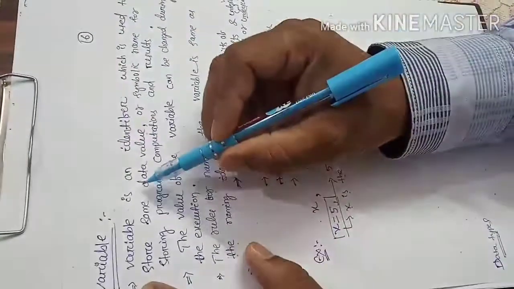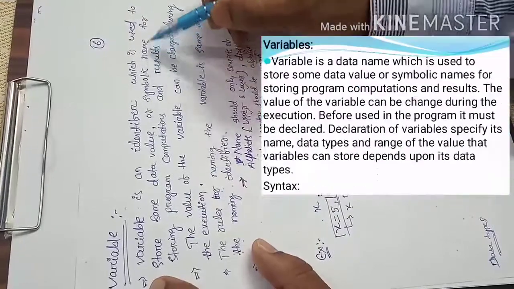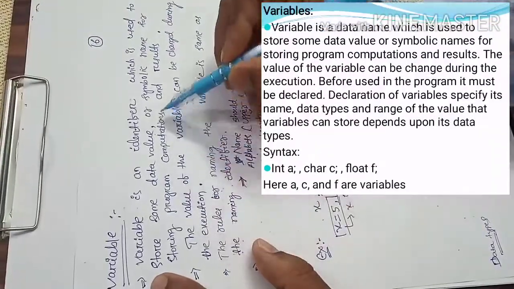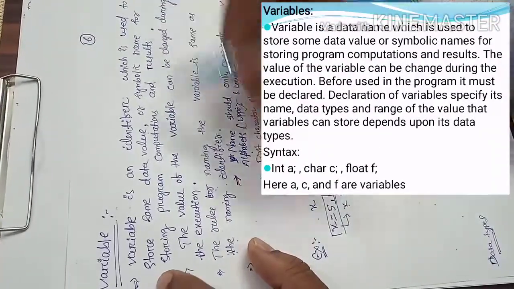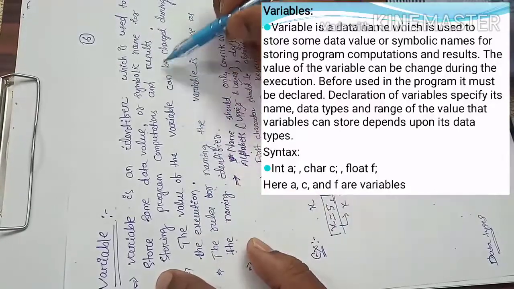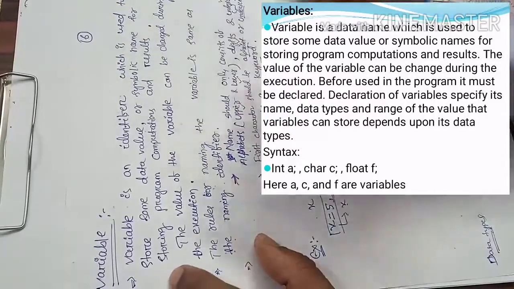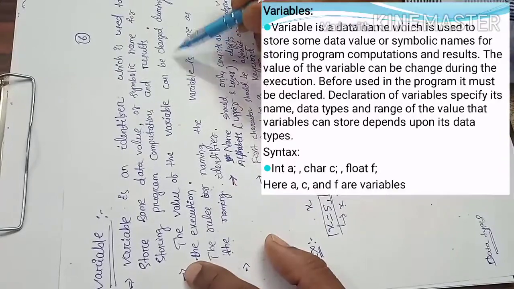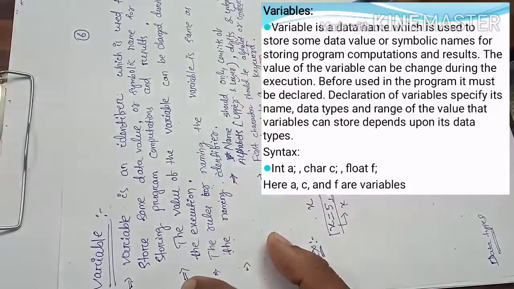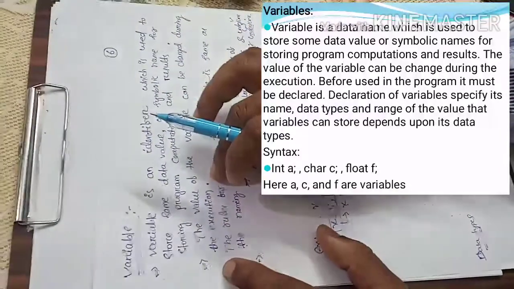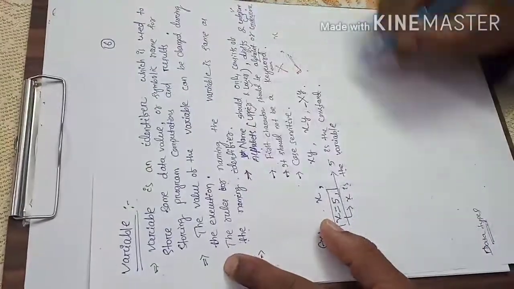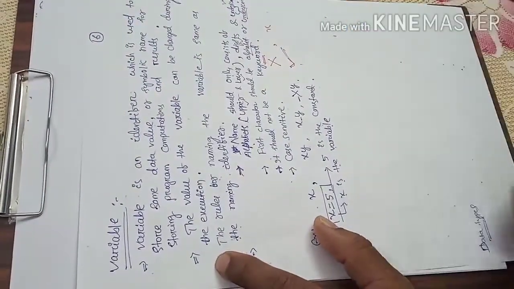Now what is variable? A variable is an identifier which is used to store some data value, or a symbolic name for storing program computation and results. The value of the variable can be changed during the execution. So this is the main difference between constant and variable. Constant means simply, I will give the example.